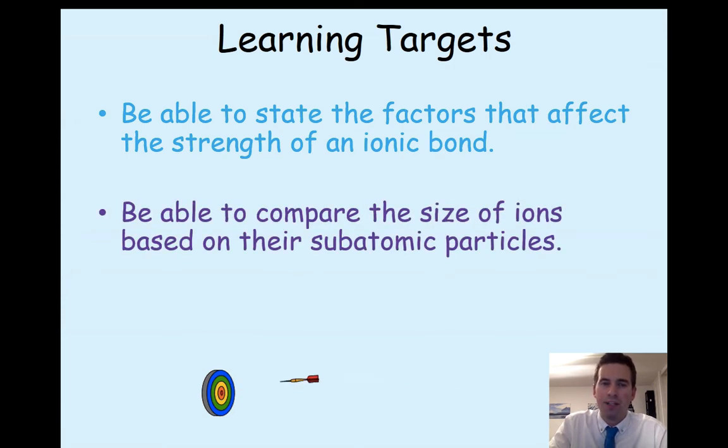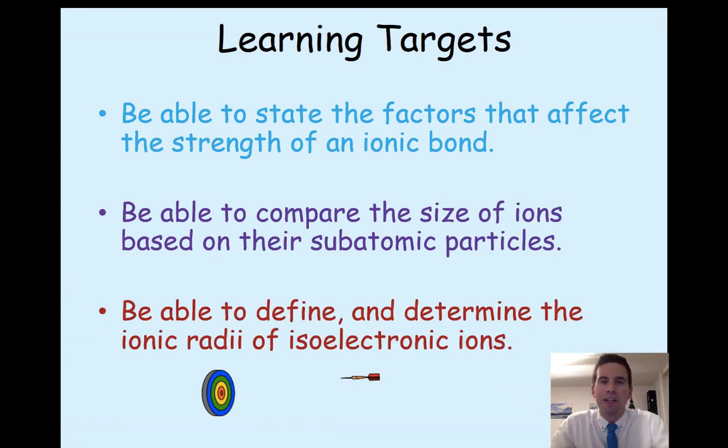Okay, so hopefully you'll be able to state the 2 factors that affect the strength of an ionic bond. You'll be able to compare the size of ions based on the number of electrons and protons they contain. And finally, you should be able to say what isoelectronic ions are, and hopefully you can compare the relative sizes of their ions.